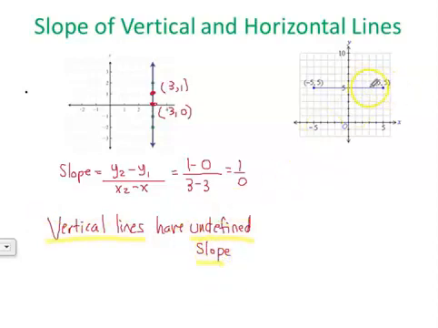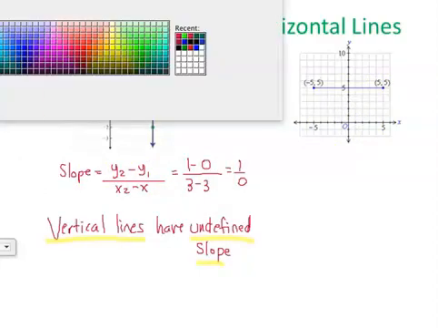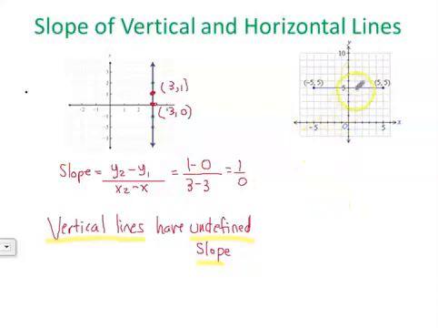What about for horizontal lines? Well, we've got a horizontal line up here. Let's do a quick calculation of the slope of this line. So let's use these 2 points right here, (-5, 5) and (5, 5). They're both on our horizontal line.